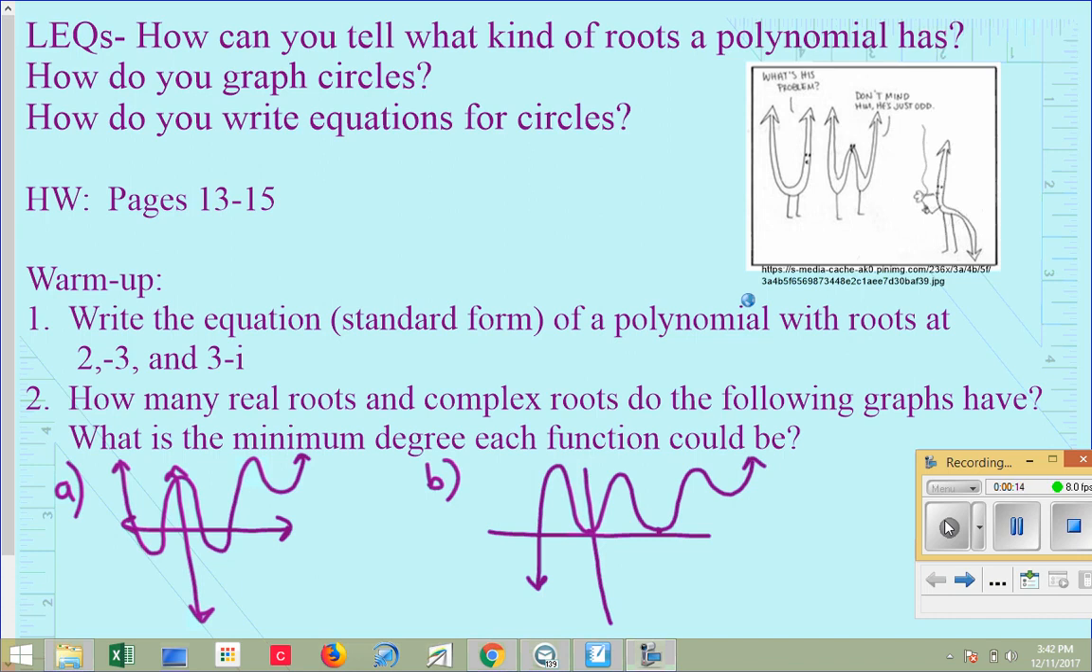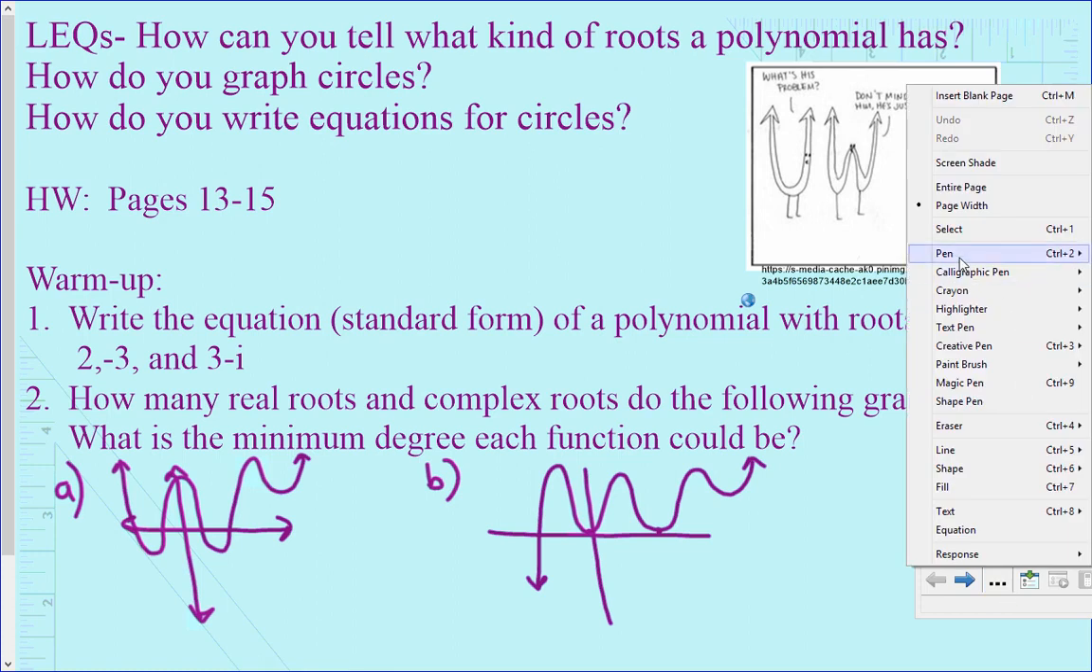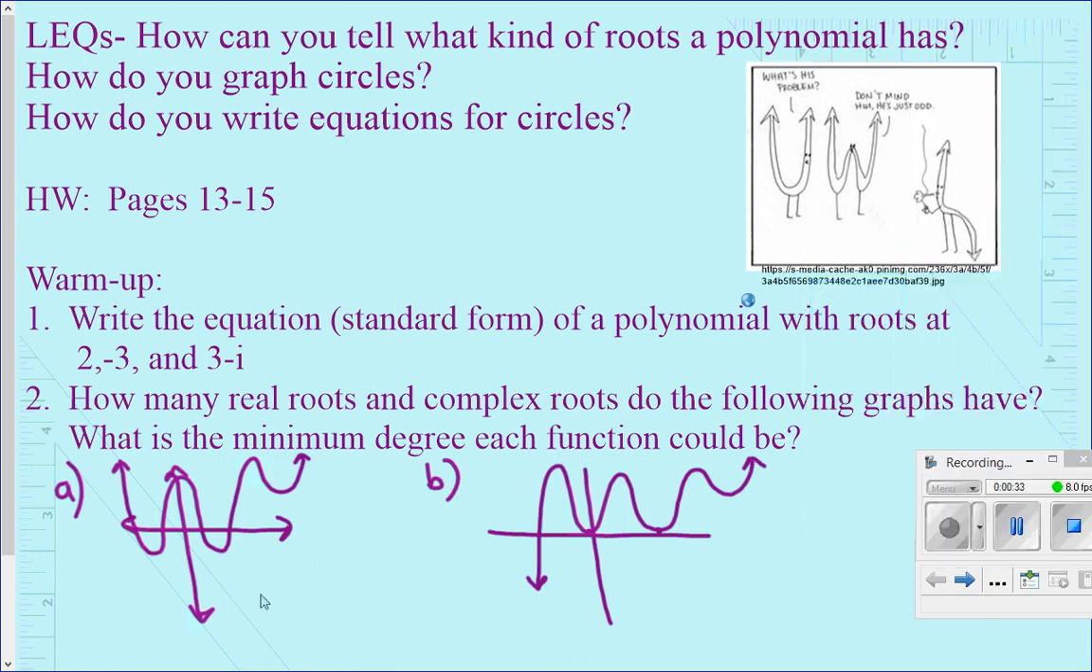Okay, I'm going to start with actually number 2 first. So how many real roots, how many complex roots? So remember, we count the x-intercept. So 1, 2, 3, 4. This has 4 real roots. And this U right here makes 2 complex. And so when I add the 4 and the 2, I get 6 is the minimum degree.